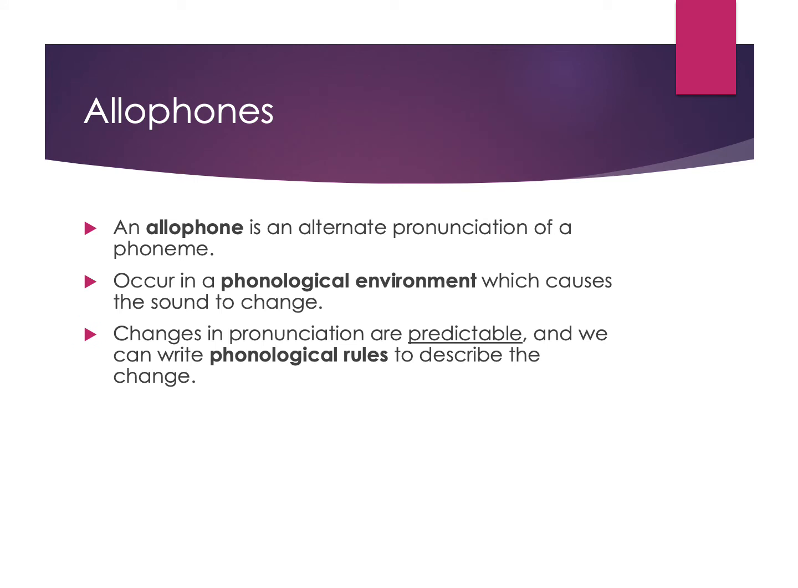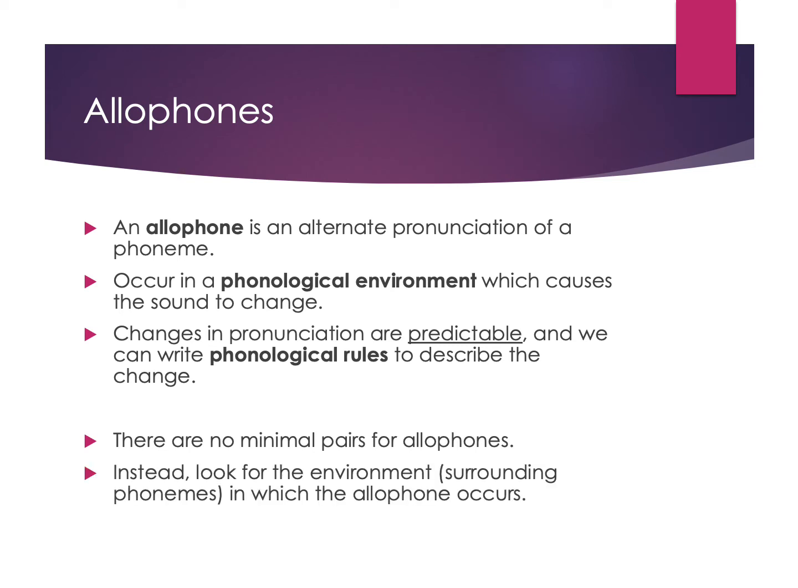We can write rules, and we'll talk about that in some lectures next week, that can describe what the change actually is. So you won't find minimal pairs for allophones. You're instead going to look at the environment. What are the surrounding phonemes? What are the surrounding sounds in which the allophone is occurring to determine if you have a separate phoneme where it shows up in the same environment, or if you have allophones which will never show up in the same environment. They're always going to be in complementary distribution. They're never going to show up in the same place as the other pronunciation of that phoneme.